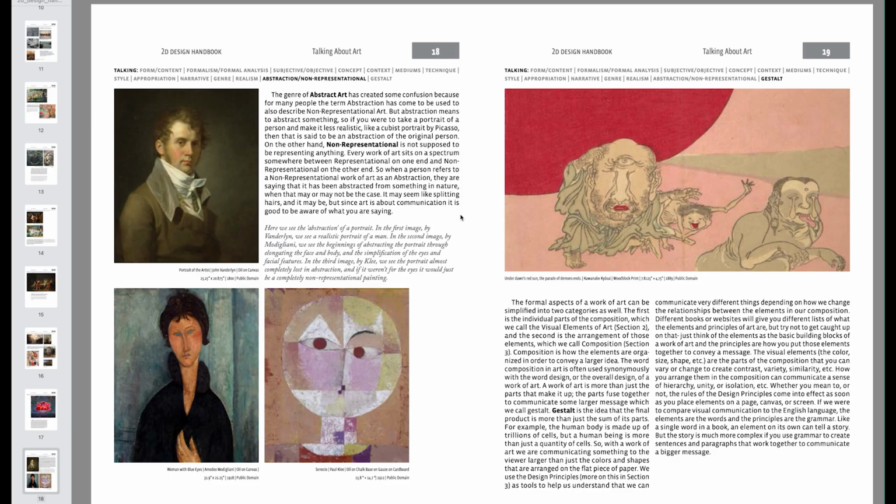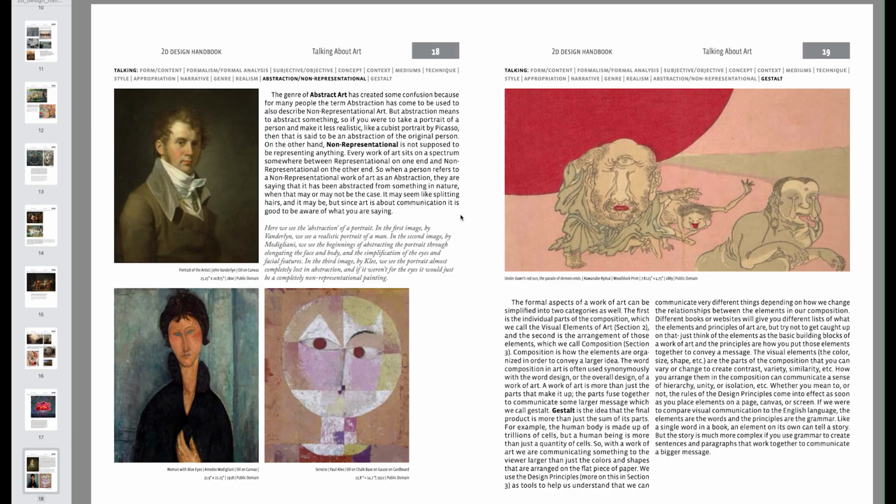The human body is made up of trillions of cells, but a human being is more than just the quantity of cells. So with a work of art, we are communicating something to the viewer larger than just the colors and shapes that are arranged on the flat piece of paper. We use the design principles that we're going to get into later as tools to help us understand that we can communicate very different things depending on how we change the relationship between the elements of our composition.